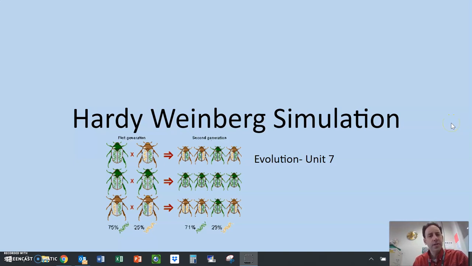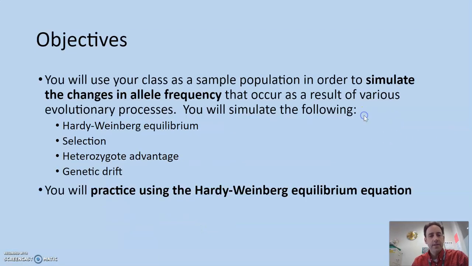Today I want to introduce you to a lab which is a simulation of Hardy Weinberg equilibrium. And the way this lab works is that we're going to use our class as a sample population in order to simulate the changes in allele frequency that occur as a result of various evolutionary processes.